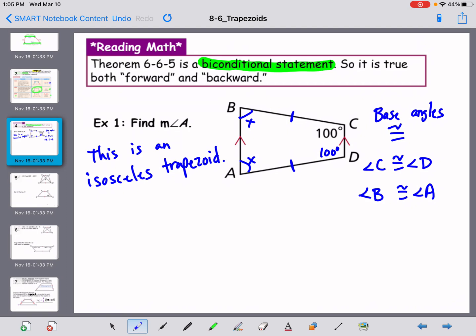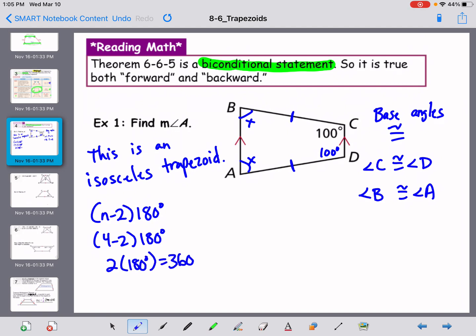Wow, it sure would be nice to know how many total degrees are in a trapezoid. I think I can figure that out. How many sides do I have? 1, 2, 3, 4. So if I use my handy dandy formula, remember that from a couple of weeks ago? 4 minus 2 times 180 degrees. That'll be 2 times 180 degrees, which will be 360 degrees. So a trapezoid is still a parallelogram, and all parallelograms have 360 degrees in them.